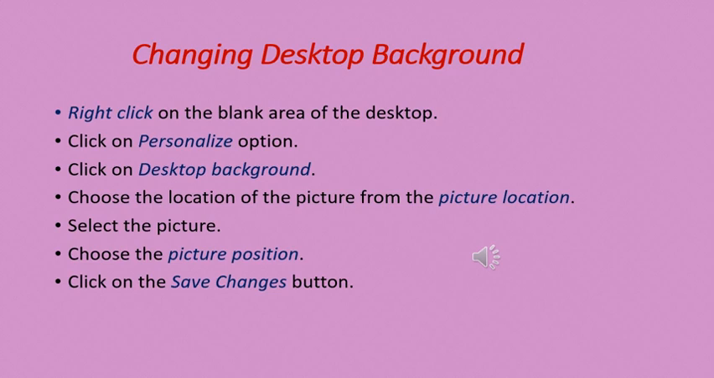There are 7 steps given in the textbook. Just see on the screen also. Here I have written in short forms. This first one, right click on the blank area of the desktop, click on personalize option, click on desktop background, choose the location of the picture from the picture location, select the picture, choose the picture position and click on the save changes button. So we can study each step in detail. Let us move to the first step.